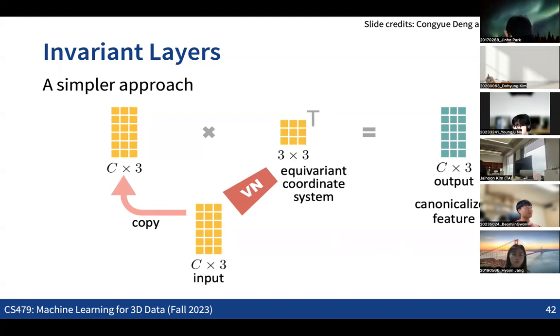So by having these rotation invariant layers, we can also make some kind of classification network, which requires the rotation invariance. And without having this layer, we can also make some kind of segmentation network, and we can also make some reconstruction networks as well.